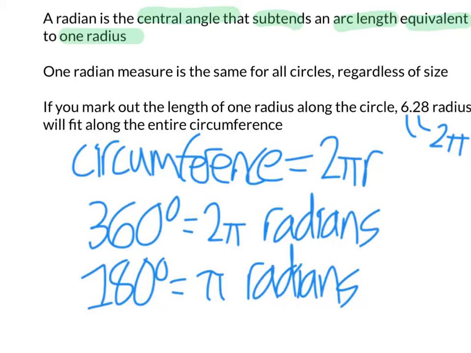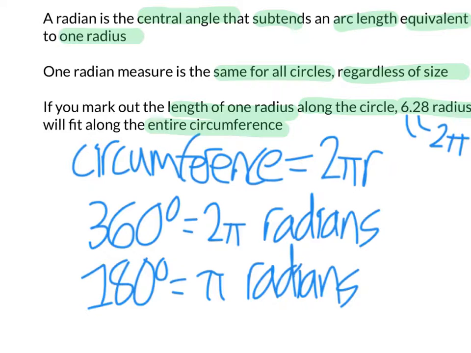One radian measure is the same for all circles regardless of size. If you mark out the length of one radius along the circle, 6.28 radii, or 2 pi, would fit along the entire circumference, and this makes sense because circumference equals 2 pi times r, and r is the radius.